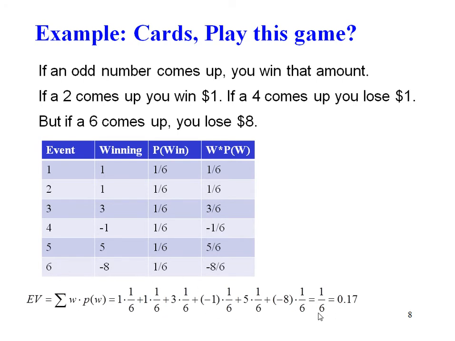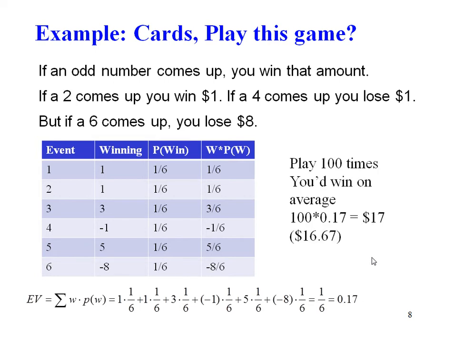So we have a nice straight average, which is equal to 1/6 if you added that all up, or round it to about 17 cents on average per dollar bet. What about if you play 100 times? Well, you'd win on average $100 times 17 cents would be about $17. Since that's really 1/6, it's really $16.67 on average. So that's how you do a weighted average and an expected value.